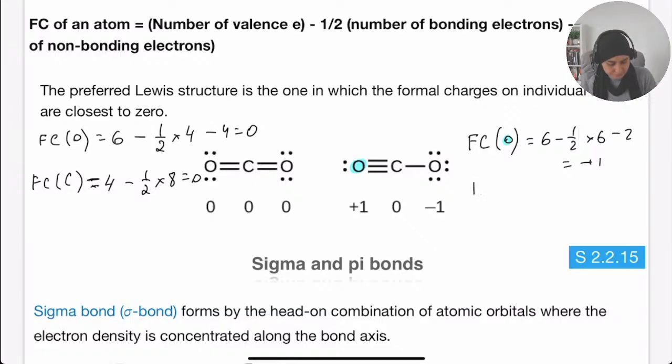Formal charge on carbon: number of valence electrons is 4 minus half times bonding electrons, 1, 2, 3, 4, 5, 6, 7, 8. 0 non-bonding, so 4 minus 4 is 0. And then this oxygen must be negative 1, because I know that the sum of the formal charges must be 0. So we have calculated formal charges, and the Lewis structure that is preferred is the first one, because the individual formal charges are closest to 0.